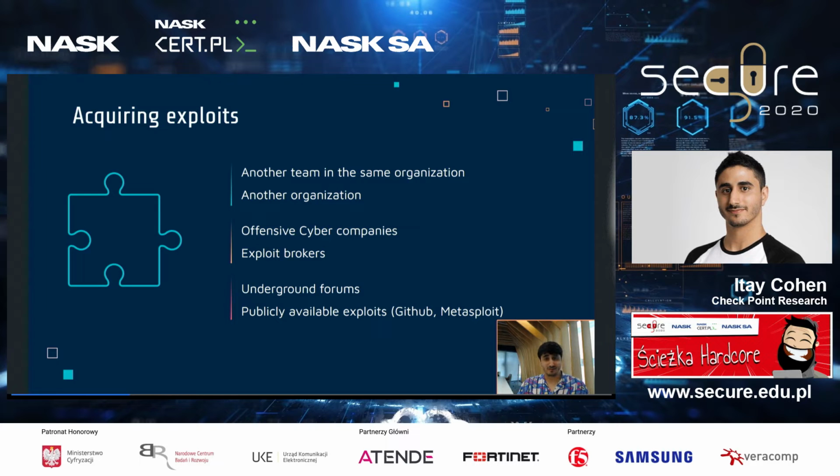Now, there are multiple ways that malware developers can acquire an exploit. If we are speaking of a big organization, they can get the exploits from a team in their organization. They can also get the exploits from a team in another organization, if we are talking about collaboration between multiple intelligence agencies, for example. They can purchase the exploit from quote-unquote legal entities, such as offensive cyber companies or exploit brokers. And of course, they can buy the exploit from users on underground forums, or maybe the most accessible and the most popular way that we see nowadays is to simply download the exploit from GitHub or other public sources.